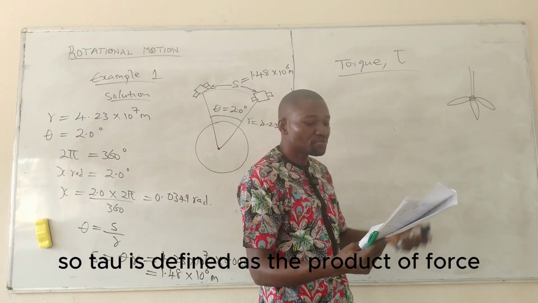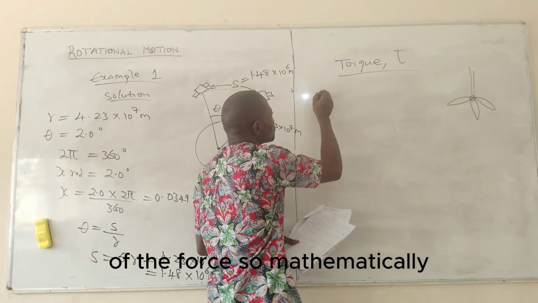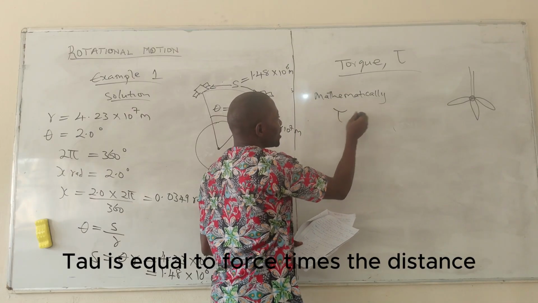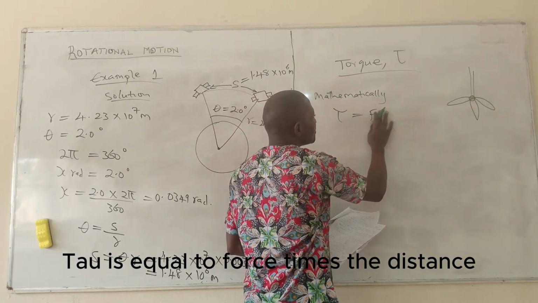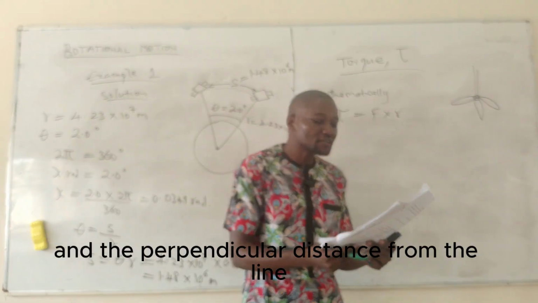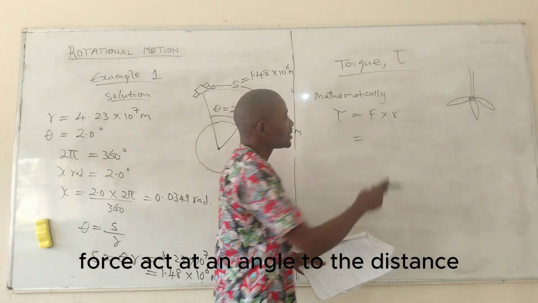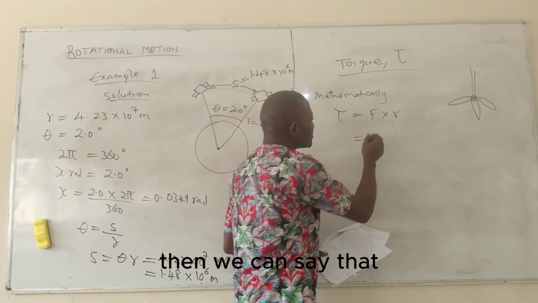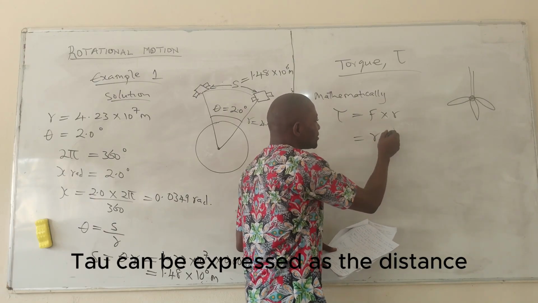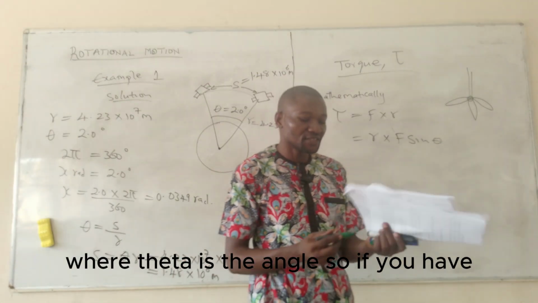So tau is defined as the product of force and the perpendicular distance of the line of action of the force. Mathematically, tau is equal to force times the distance. We say it's the product of the force and the perpendicular distance from the line of action of the force. And if the force acts at an angle to the distance, then tau can be expressed as the distance times the force times sine theta, where theta is the angle.